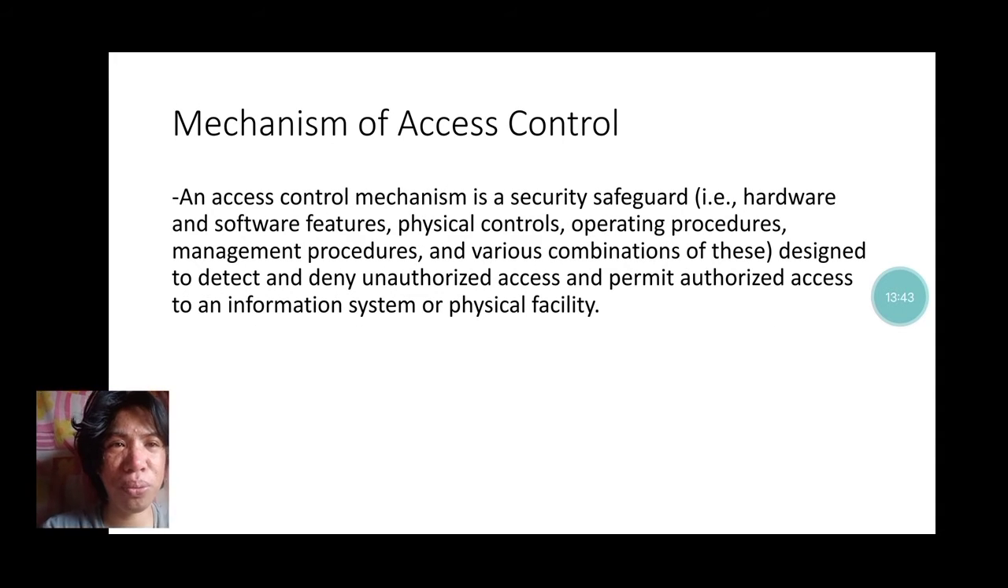So, mechanism of access control. An access control mechanism is a security safeguard: hardware and software features, physical controls, operating procedures, and management procedures, and various combinations of these, designed to detect and deny unauthorized access and permit authorized access to an information system or physical facility.